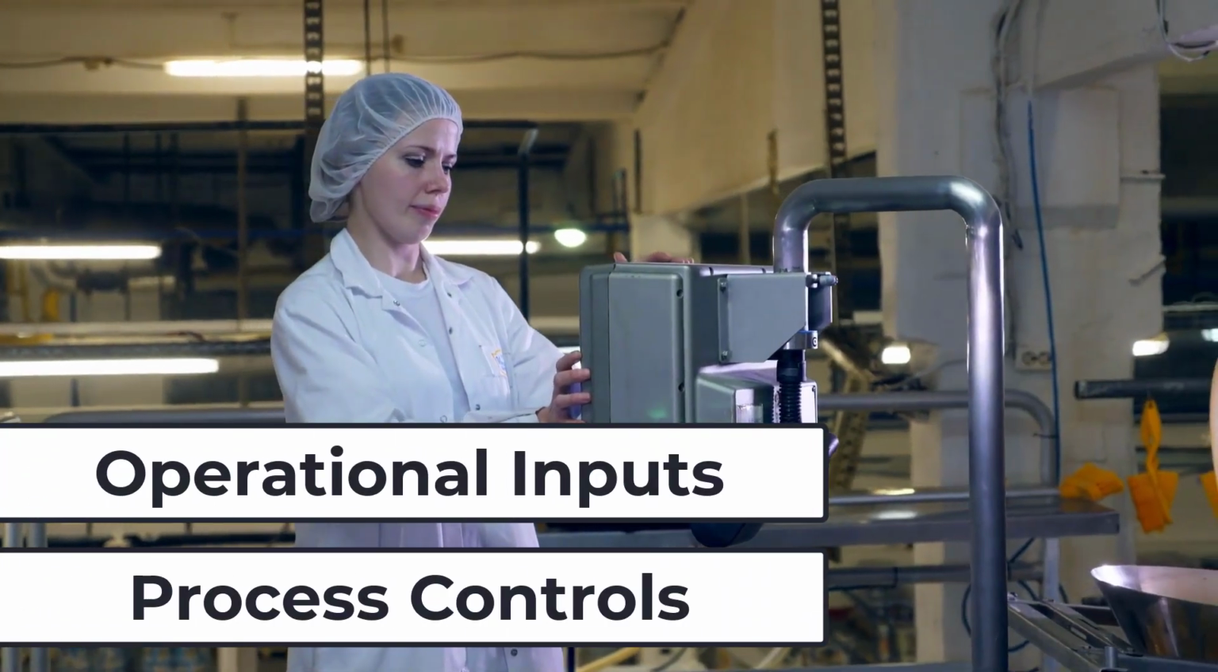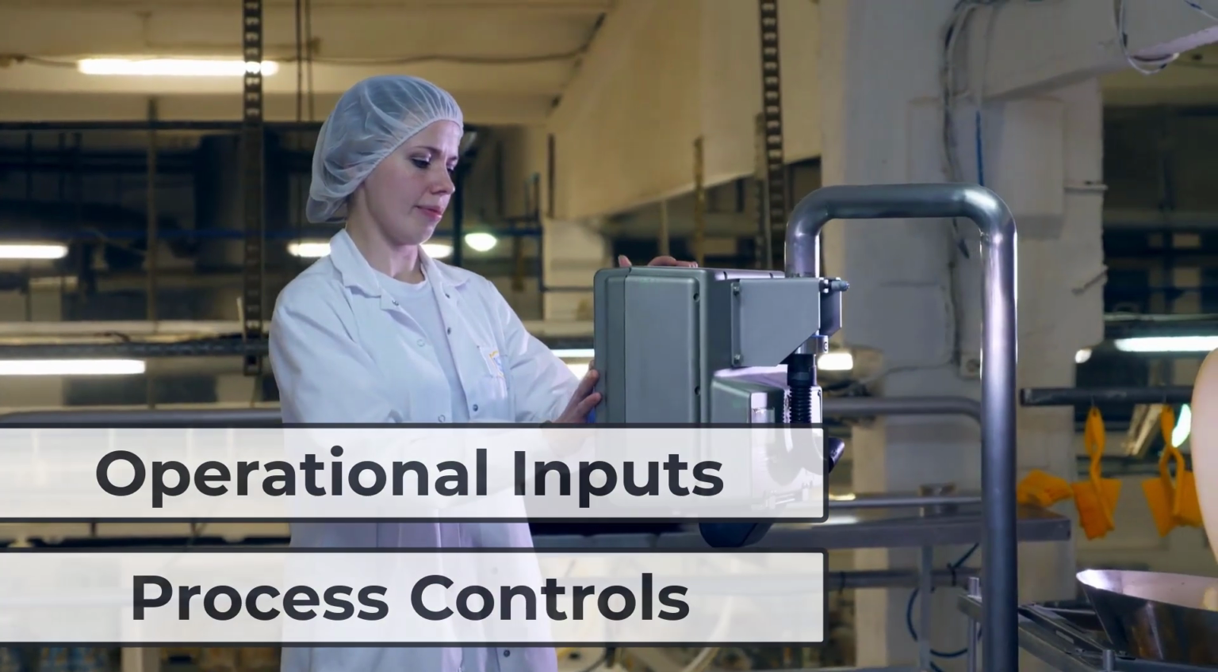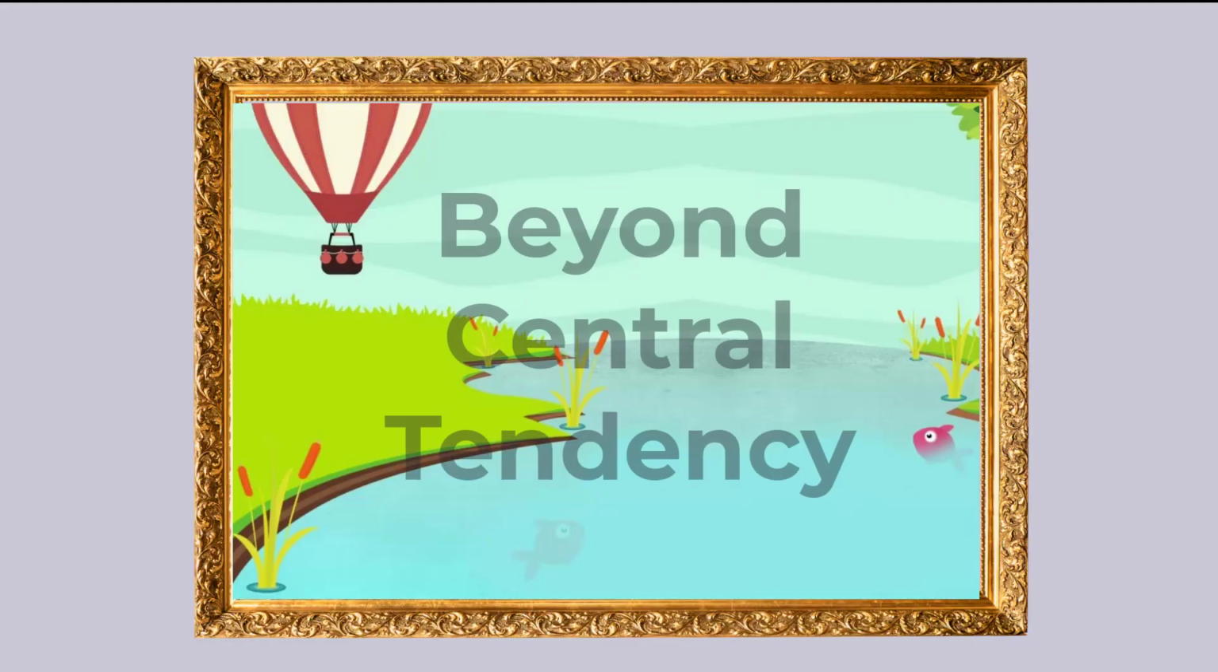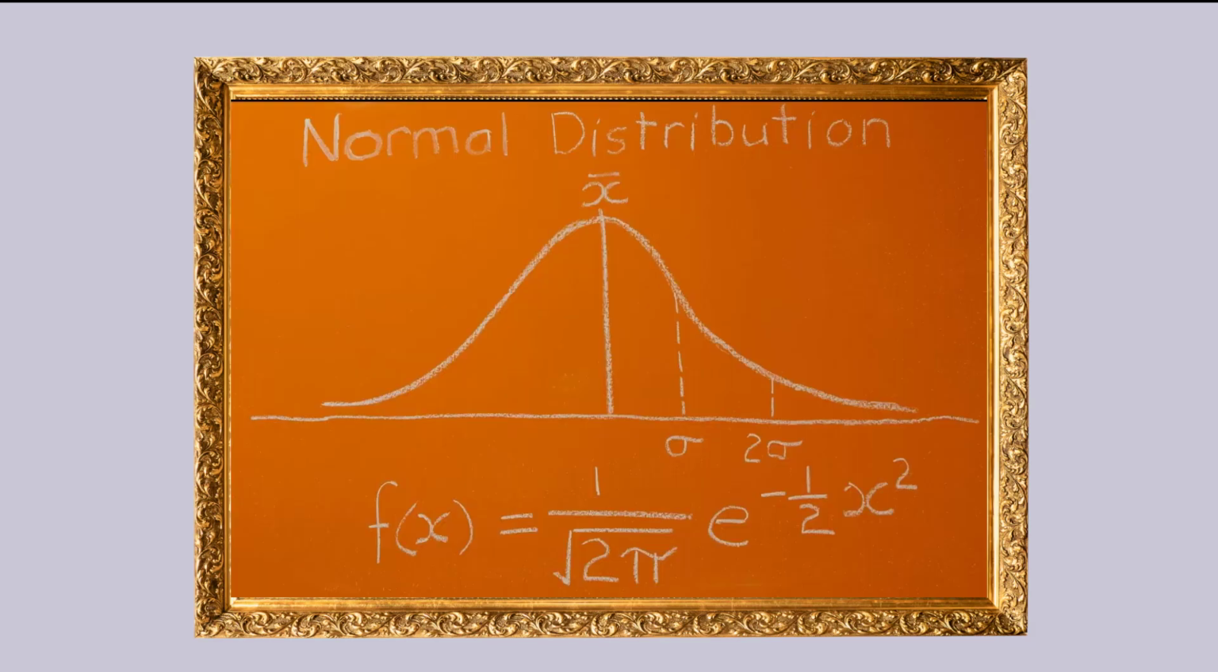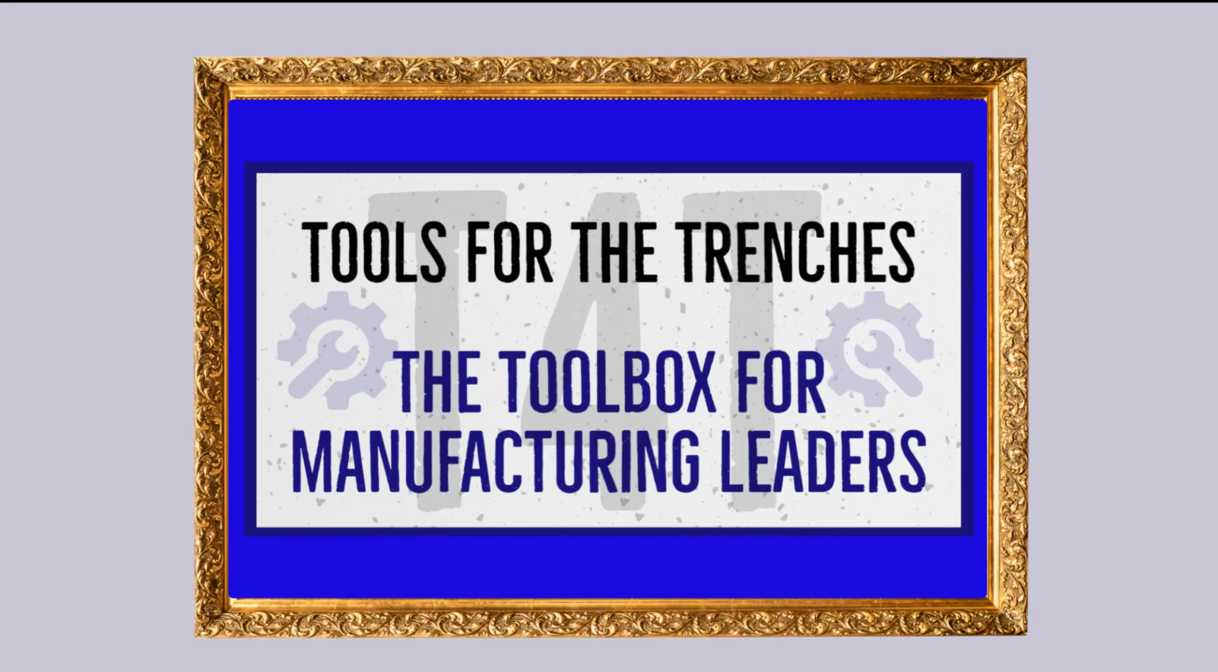And by analyzing the trends, we can start to garner some really valuable information about operational inputs and process controls. Lastly, it's critically important to enhance our process understanding beyond that of just central tendency. We also need to understand measurements that characterize process variation, and this information is provided in some of our other T for T videos and in our online training courses.